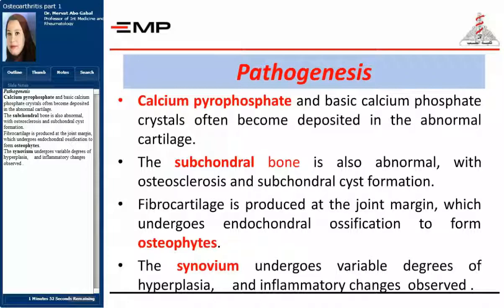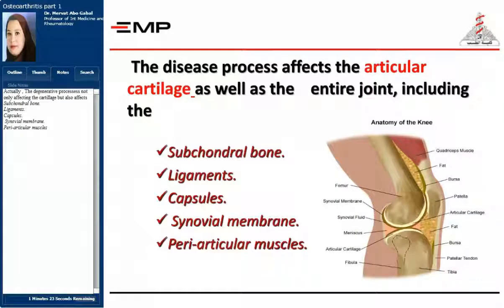Continuing pathogenesis, calcium pyrophosphate and basic calcium phosphate crystals often become deposited in abnormal cartilage. Subchondral bone is also abnormal, with osteosclerosis and subchondral cyst formation. Fibrocartilage is produced at the joint margin, which undergoes ossification to form osteophytes. The synovium undergoes variable degree of hyperplasia and inflammatory changes are observed. Actually, the degenerative process not only affects the cartilage but also affects subchondral bone, ligaments, capsule, synovial membrane, and periarticular muscles.